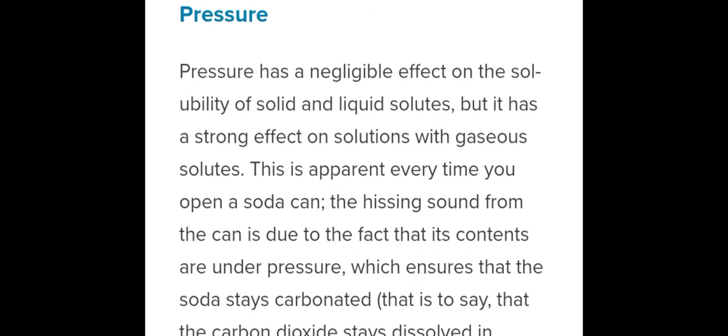Then the third and the last is pressure. Number one, temperature. Number two, polarity, and the third is pressure. Pressure has a negligible effect on the solubility of solid and liquid solutes, but it has a strong effect on solutions with gaseous solute. If the solute is gaseous, then pressure is involved in solubility. This is apparent every time you open a soda can.